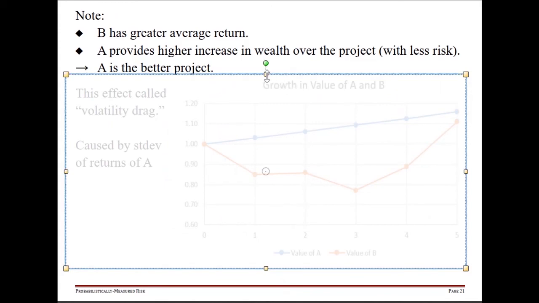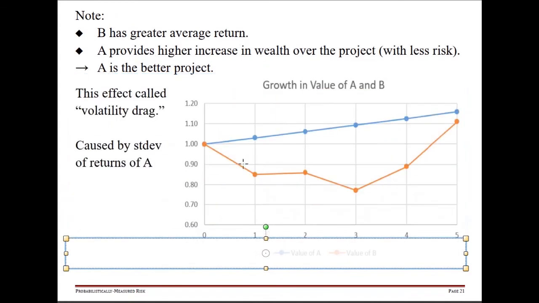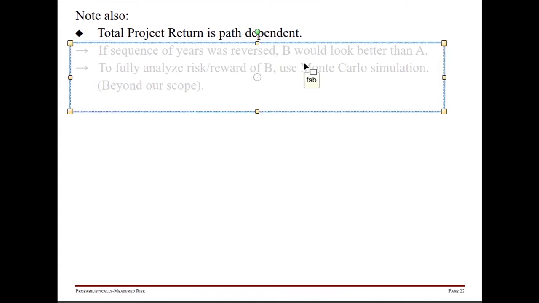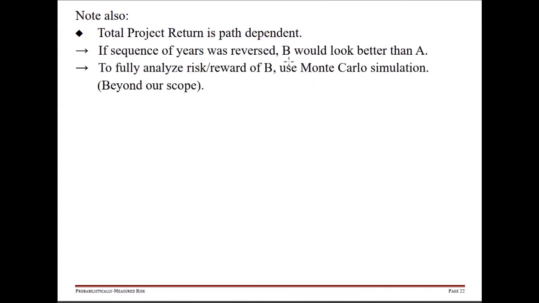And we looked at a graph of this, which illustrates really well what's going on. Because of this volatility, we're being dragged down with the B investment, and we just can't catch up. We just don't have time to catch up. And the other thing that was interesting about this is that the total project return, that 5-year project return, is completely path dependent. If we reverse the sequence of years, then B would have looked better than A. So to analyze this volatility drag carefully, we have to use methods beyond the scope of this class called Monte Carlo simulation. Okay, so that was pretty much what we covered in 13A.